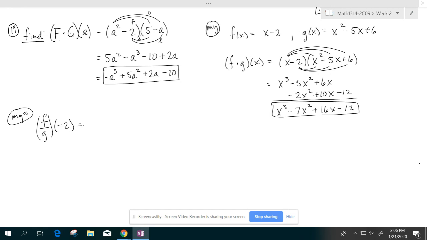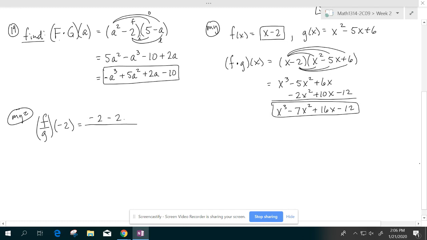Anybody about ready to see it work? All right, let's show you how to set this up. First of all, we're going to need a fraction bar, right? The indicated operation is division. And who's on top? F is. So f of x was x minus 2, and so we're going to say -2 minus 2.